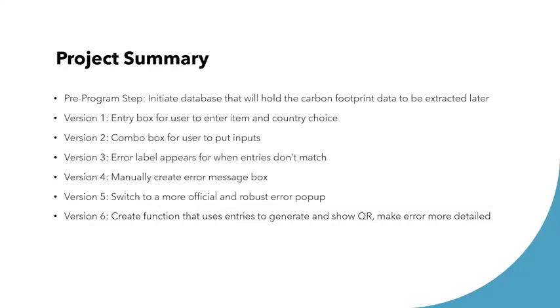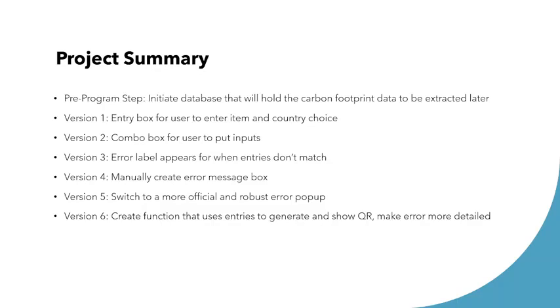And then in the second version, I switched to a combo box because this way there was no way for the user to make a typo, because they don't need to type anymore. They only need to select from a list. Then in the third version, I introduced an error label that would appear when the entries didn't match. And then from versions 4 to 5, I changed that from an error label to an error pop-up window, which would just tell you that the entries don't match and which entries were made.